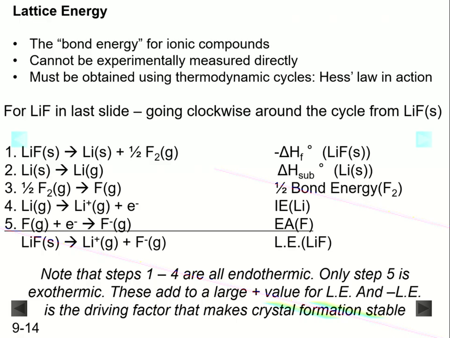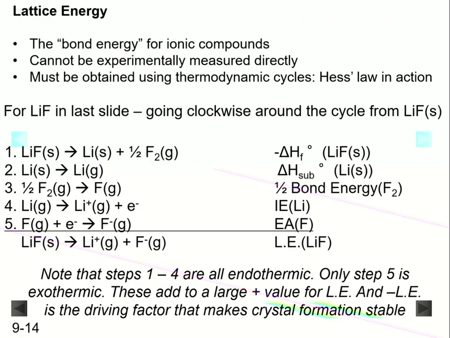So we note that steps 1 through 4 are all endothermic. Only step 5 is exothermic, and it's not a large exothermic value. It's a small exothermic value. So all these added together are a large positive number. So the lattice energy is the large positive number.